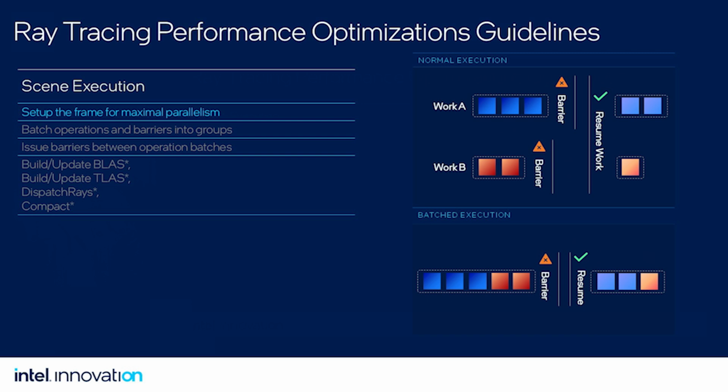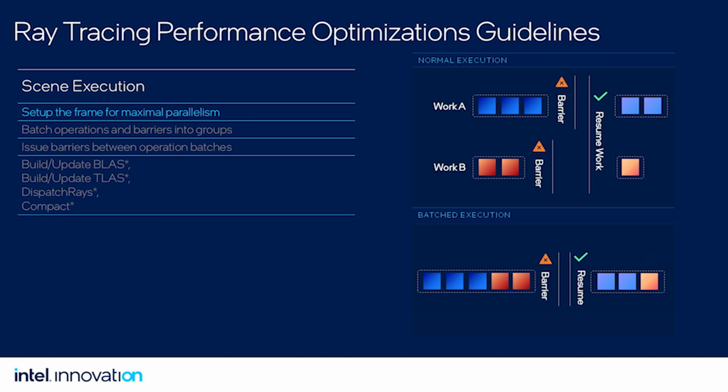Moving on to specific operations, building or updating the BLAS and the TLAS benefits greatly from batch execution. As illustrated on the right of this slide, instead of processing each BLAS or TLAS individually, batching them helps minimize the number of barriers and idle time during ray tracing. Next, we handle the dispatch rays operation, which is the phase where we send rays through the scene. Grouping these operations helps reduce the number of synchronization points, allowing for smoother and more efficient ray dispatching.